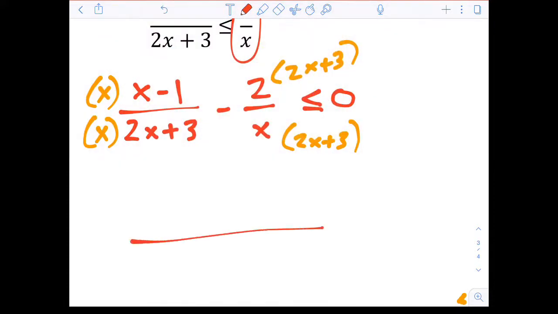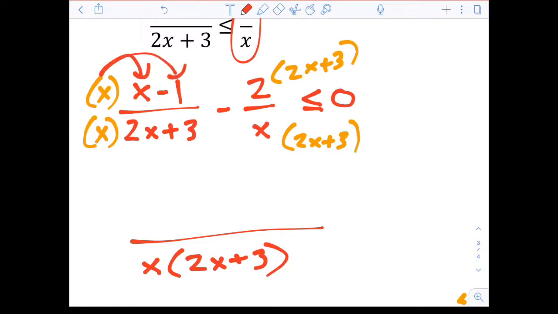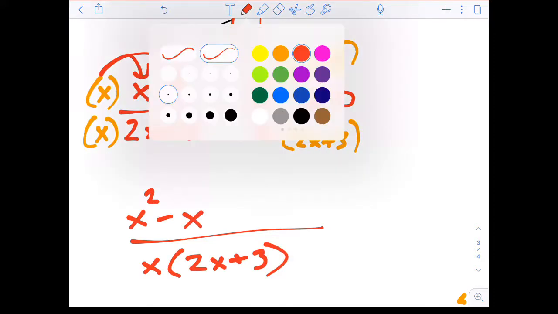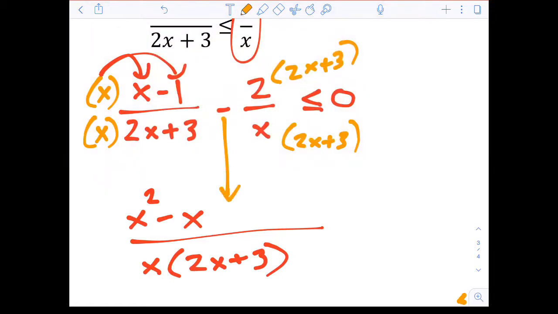So across the bottom, I'm going to have x times 2x plus 3. Across the top, I'm going to have x times x and x times 1, which is x squared minus x. Then I have minus, so I'm going to bring this one down. So it's subtract whatever I get, all these values. I have to make sure I have that subtraction in there.